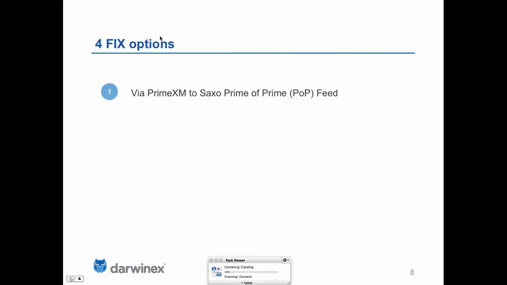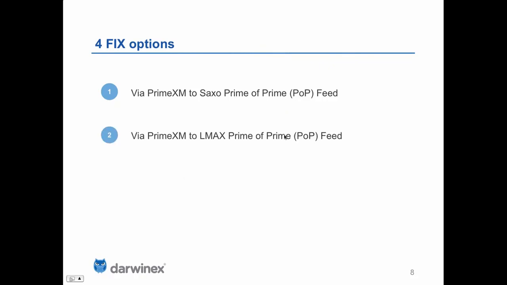So in a nutshell, what options can we offer you in terms of FIX? You can trade via PrimeXM with the Saxo Prime of Prime offering or the LMAX Prime of Prime offering. For this, you would have to implement the PrimeXM FIX implementation, which is common to both because they are the technology provider to both ourselves, Saxo and LMAX. So there would be no extra effort in implementing with either.